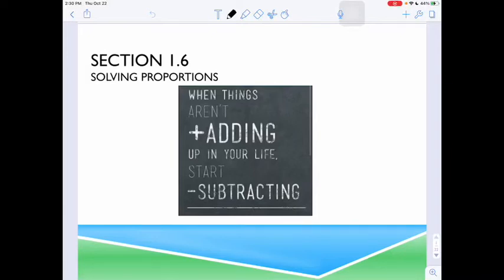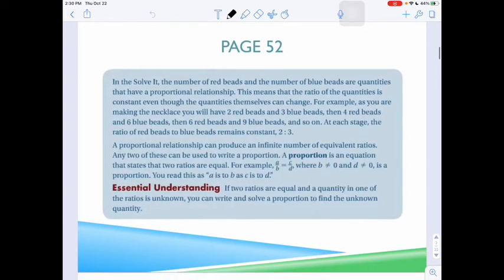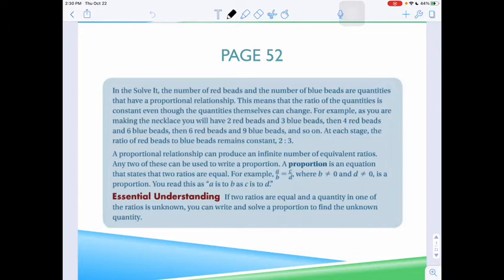Section 1.6 is solving proportions. Our goal is to solve linear equations and inequalities in one variable. On page 52, in the solve it, the number of red beads and the number of blue beads are quantities that have a proportional relationship.